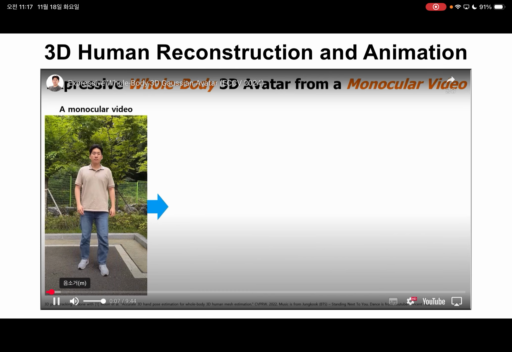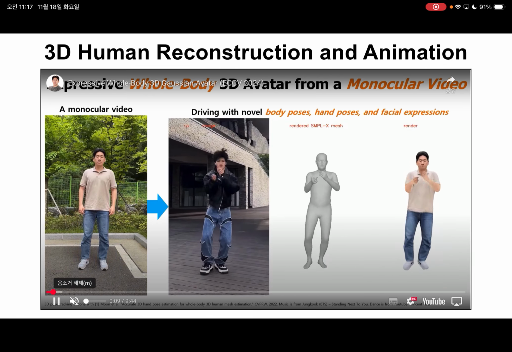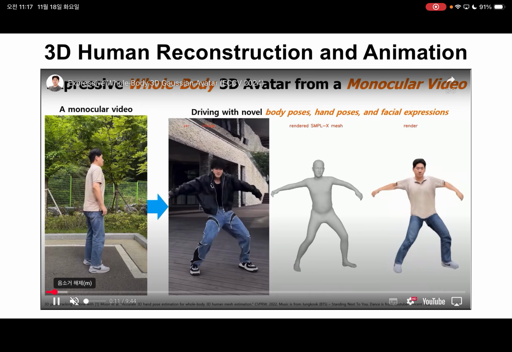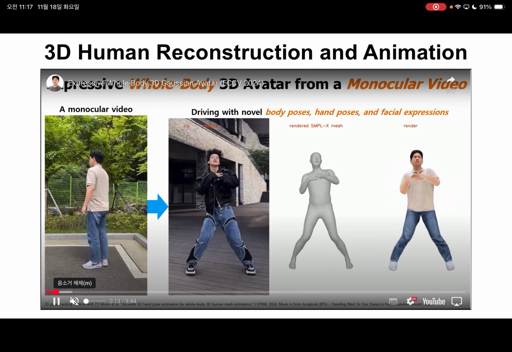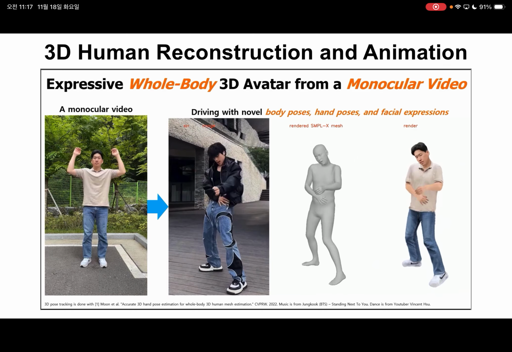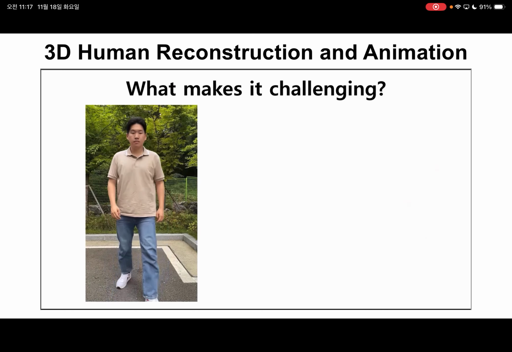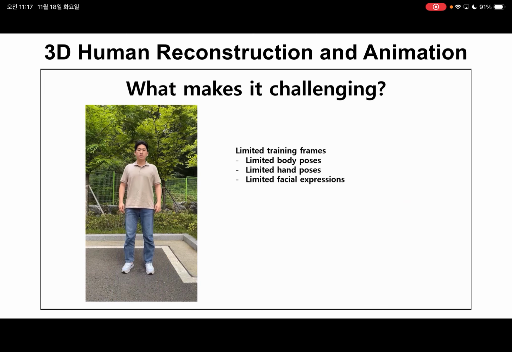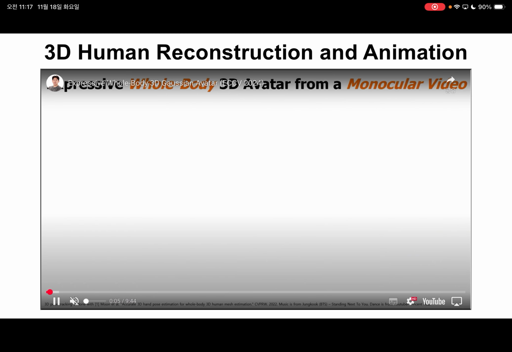Video. We create an animated video. This is me captured. The left one is captured from my apartment, and the right one shows the video from YouTube, and then we use 3D pose estimation. We learned that so far, right? Human pose estimation, and then animated with novel pose.